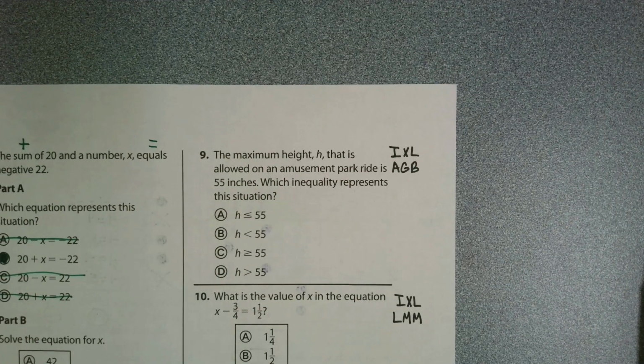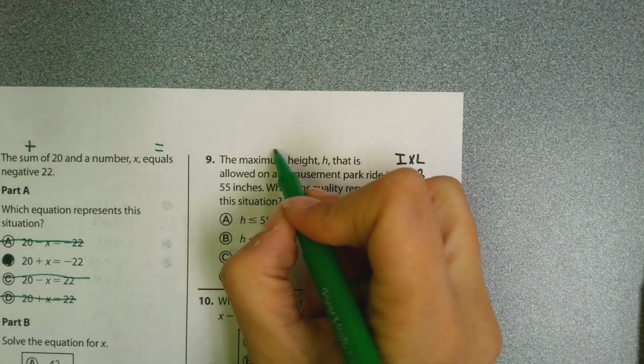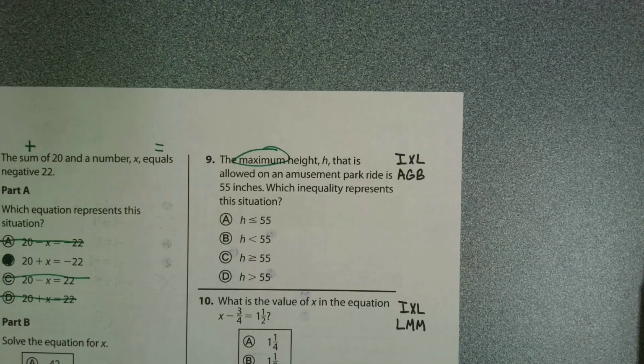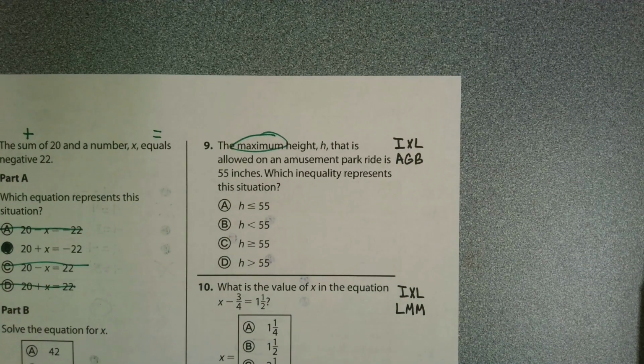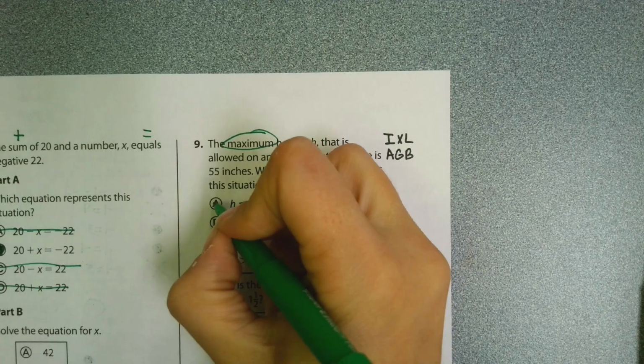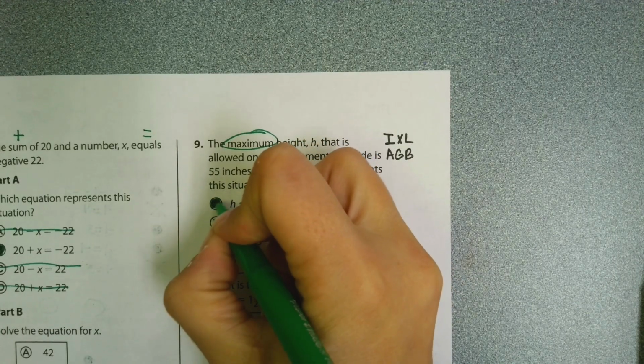Number 9, the maximum height h that's allowed on an amusement park ride is 55 inches. Which inequality represents this situation? So maximum is the very tallest you can be. You can't be taller than that. So it needs to be less than or equal to. You can be 55 or you can be less than 55.